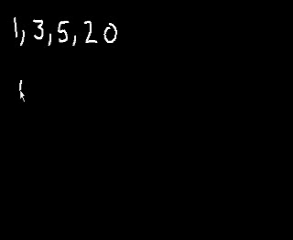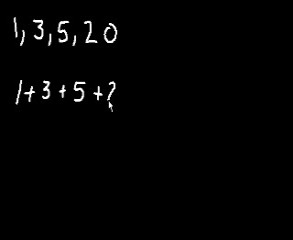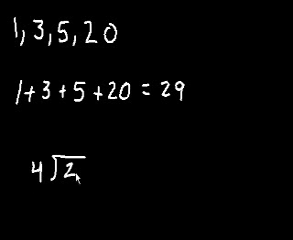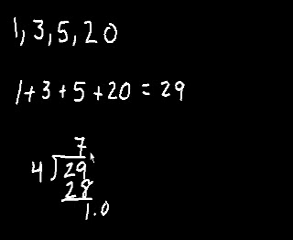So let me write that. 1 plus 3 plus 5 plus 20 equals, let's see, 1 plus 3 is 4. 4 plus 5 is 9. 9 plus 20 is 29, right? And we had four numbers, 1, 2, 3, 4. So 4 goes into 29, and it goes 7 times, 7.28, and then we have 10. Well, I didn't have to do that decimal there, but 7.25. So 4 goes into 29 7.25 times.